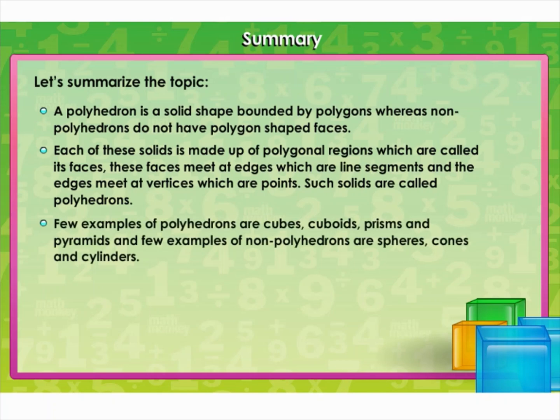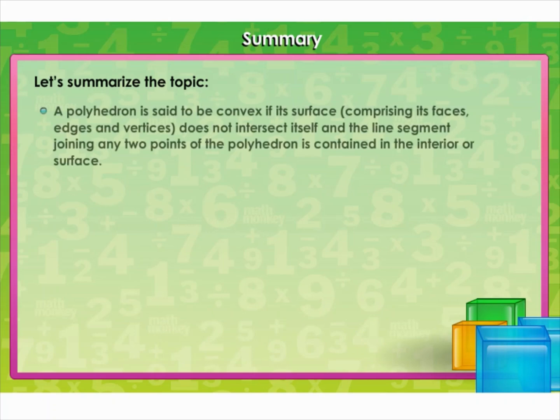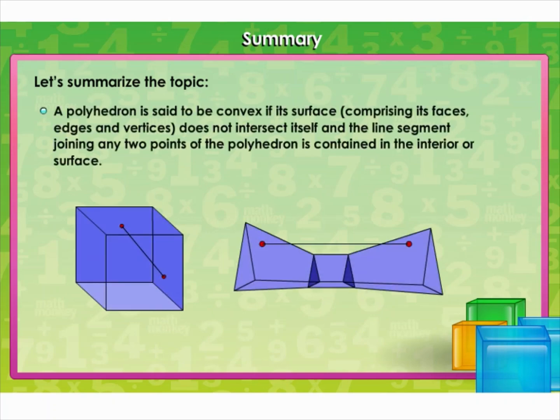A few examples of polyhedrons are cubes, cuboids, prisms and pyramids, and a few examples of non-polyhedrons are spheres, cones, and cylinders. A polyhedron is said to be convex if its surface, comprising its faces, edges, and vertices, does not intersect itself, and the line segment joining any 2 points of the polyhedron is contained in the interior or surface.